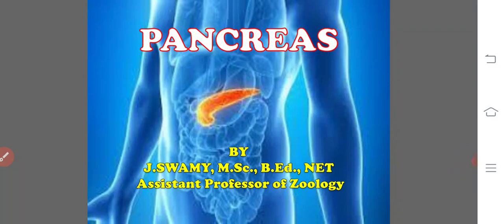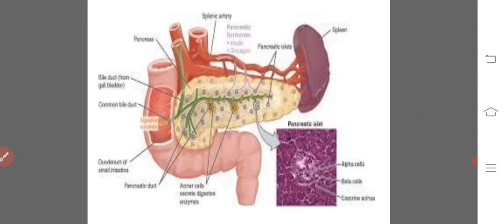In this class, we are going to discuss an important endocrine gland, that is the pancreas. Pancreas is a compound gland. It works as both an exocrine and endocrine gland, so it is also known as the mixed gland.